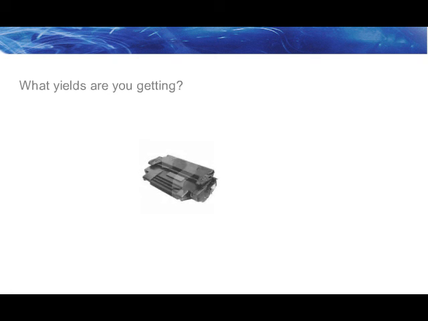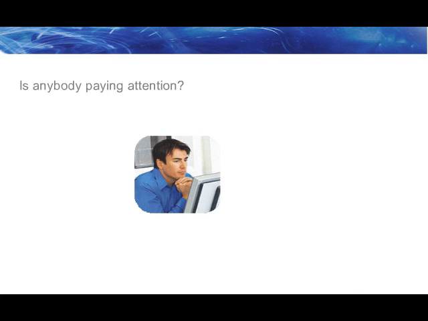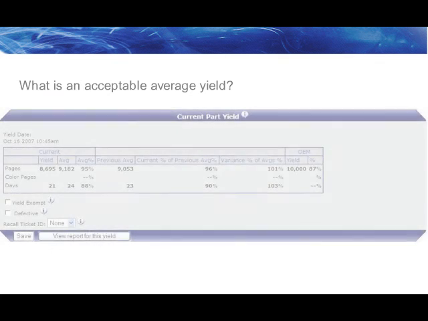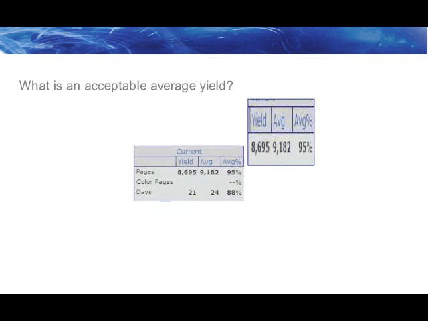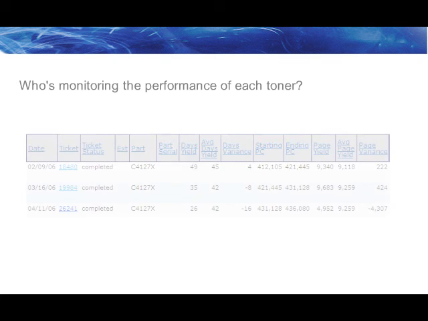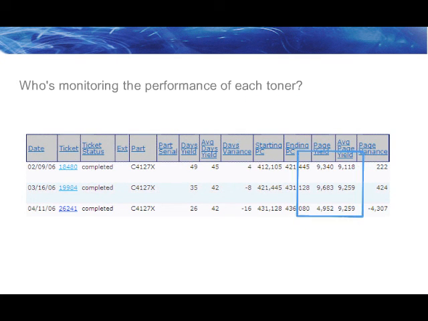So here's the real question. What yields are you getting on your toner cartridges? Is anybody paying attention to this? More clearly, what's the acceptable average yield on each of your print devices? And if you had the answer to that question, here's the bigger question. Who's monitoring the performance of each and every toner you place in each and every machine?